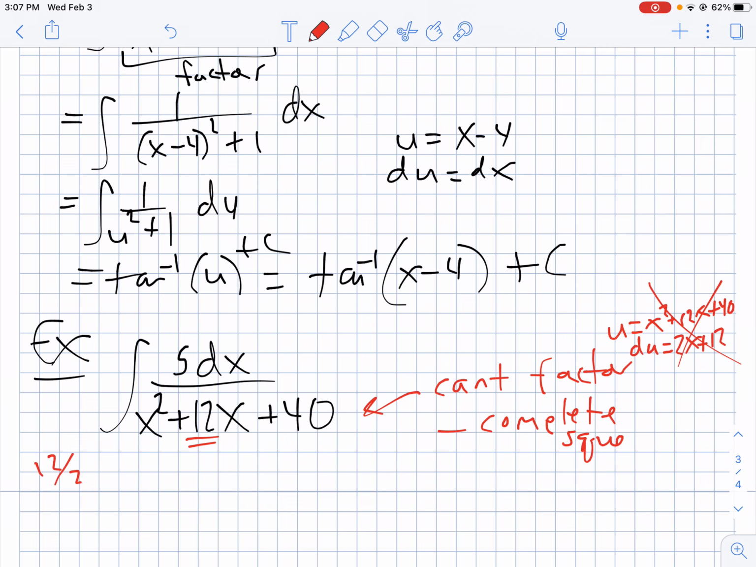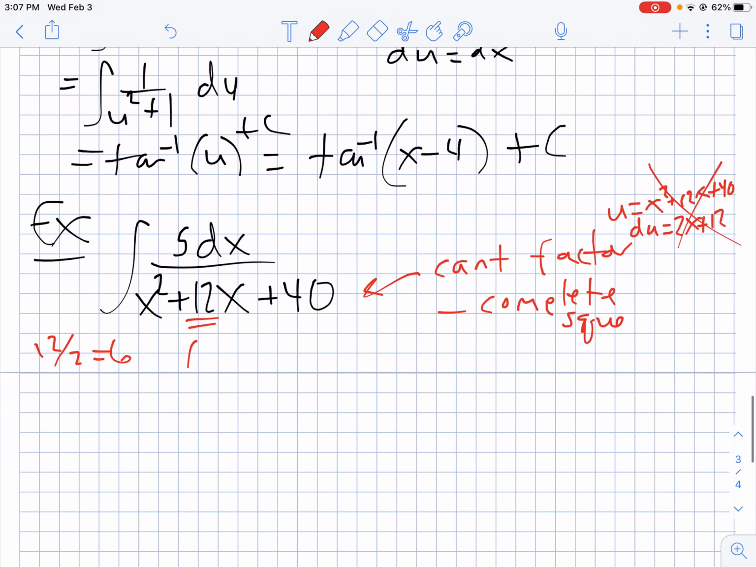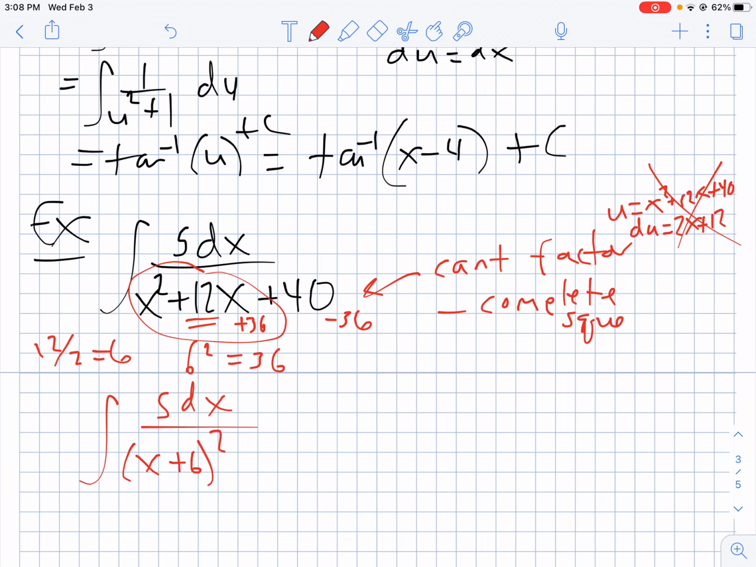So 12 over 2 is equal to 6, and then, of course, 6 squared is 36. So I'm going to add a 36 here and borrow a 36 from the 40. So I'm going to write this as 5 dx over, and then this part right here factors to x plus 6 squared plus 4.